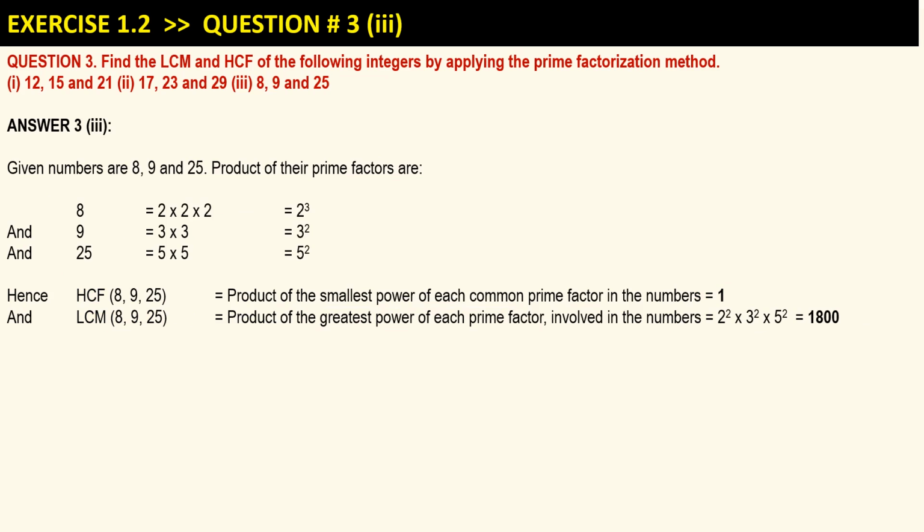Now let's do the last part of question number 3, where we are given the three numbers as 8, 9 and 25. If we factorize them, 8 will become 2 raised to power 3, 9 will become 3 raised to power 2 and 25 will become 5 raised to power 2. And now let's do the HCF and LCM. So the HCF of the three numbers will be 1 because that is the smallest power of each of the common prime factors. The LCM of the numbers 8, 9 and 25 will be 2 raised to power 3 multiplied by 3 raised to power 2 multiplied by 5 raised to power 2, that is 1800.